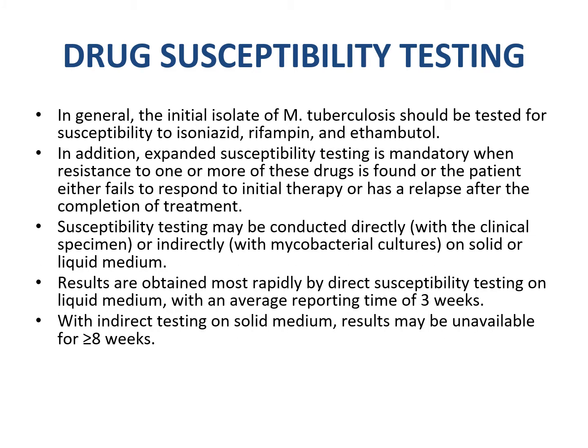In general, the initial isolate of Mycobacterium tuberculosis should be tested for susceptibility to isoniazid, rifampin, and ethambutol. In addition, expanded susceptibility testing is mandatory when resistance to one or more of these drugs is found or the patient either fails to respond to initial therapy or has a relapse after the completion of treatment.